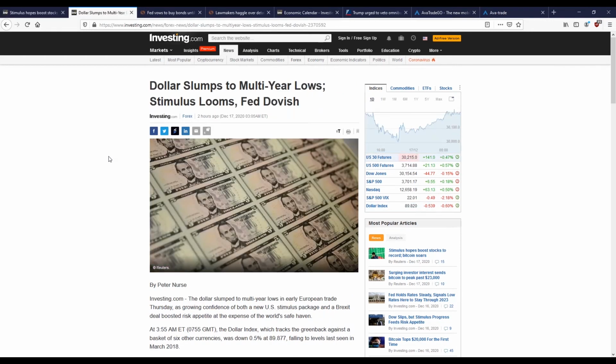Dollar slumps to multi-year lows. We just talked about why. Stimulus, right? Stimulus package. The Fed in the US, they're talking, was dovish. Dovish is the opposite of hawkish. Hawkish is if the Fed came out and said, boy, we really think the economy's doing strong, maybe we can raise interest rates back up. That's not what they said. They were not hawkish. They were dovish.